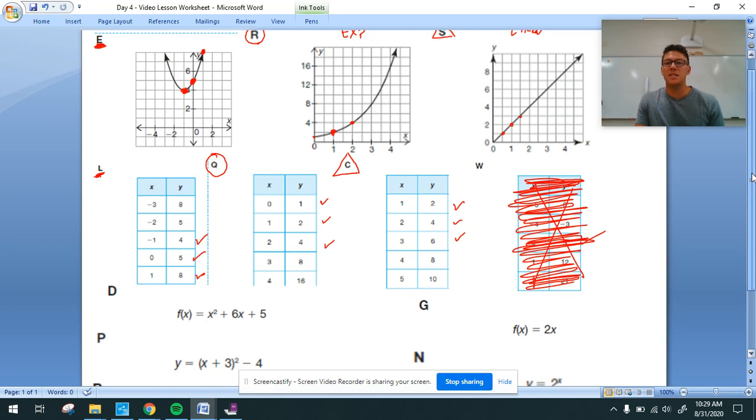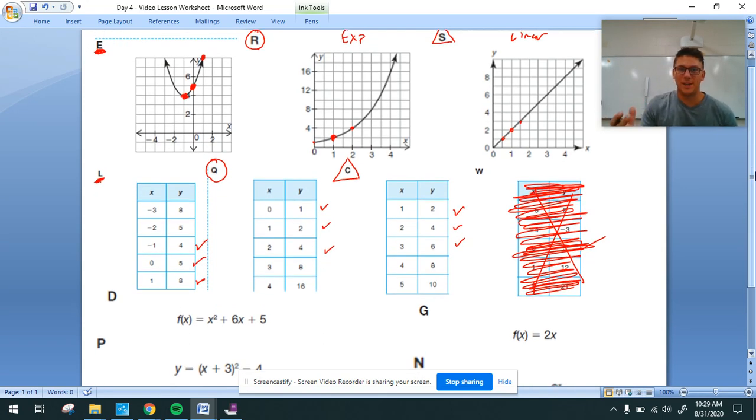But the question is, are these truly equivalent? Just because it's linear does not mean it matches this specific line. Okay, so you got to actually test it. So what you should do whenever you're given the equation is you should create your own table and see if it matches the points on the graph or if it matches the points in that table. So here's the equation, remember f of x, that's the same thing as y, right? Let's create our own table.